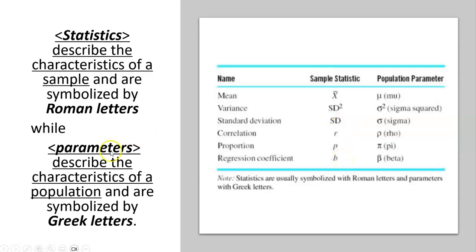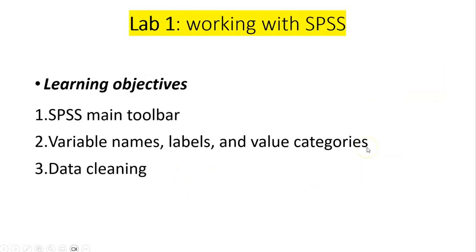And then parameters are about the population. They describe the characteristics of the population, and they are symbolized by Greek letters. We will not deal too much with that, but you will know how they are symbolized. We will deal more with these sample statistics.